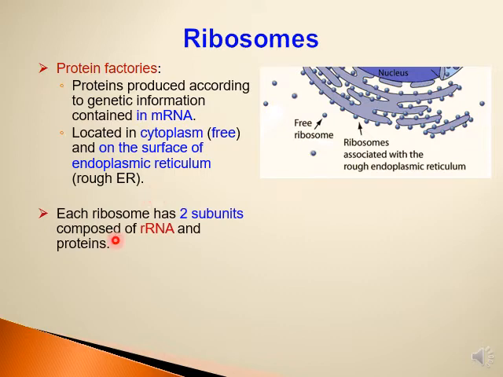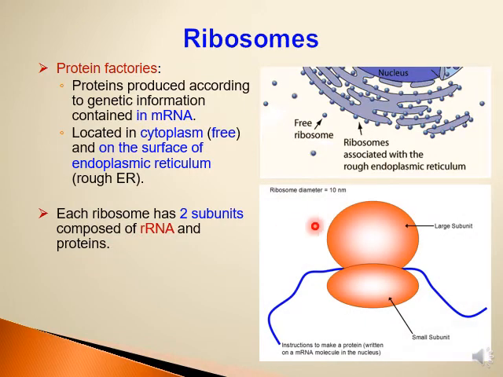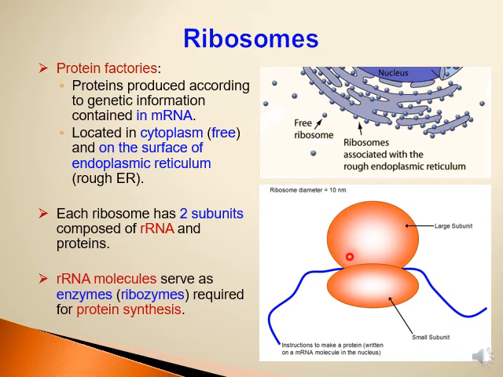Each ribosome has two subunits composed of ribosomal RNA and protein. As you can see here, this is a ribosome. It has a small subunit and a large subunit. The ribosomal RNA molecules serve as enzymes, also called ribozymes, that are required for protein synthesis.